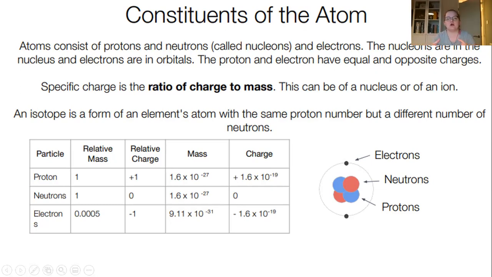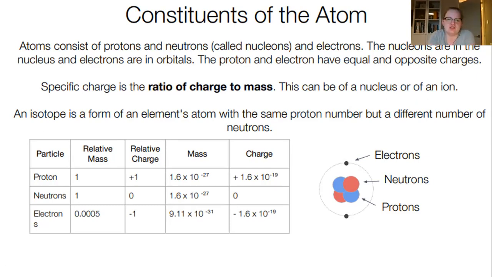So the overall charge of our atom is 0, because our protons have positive charges, so our nucleus has a positive charge overall. The orbitals have a negative charge overall, so they cancel each other out. We're going to have a look in a minute in a bit more detail at specific charge, which is the ratio of charge to mass. So don't worry about that too much. But yes, subatomic particles have their charges.